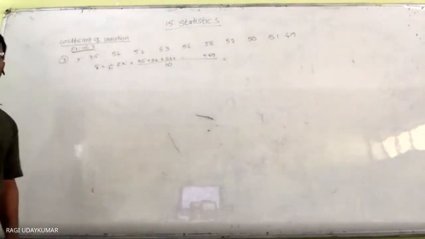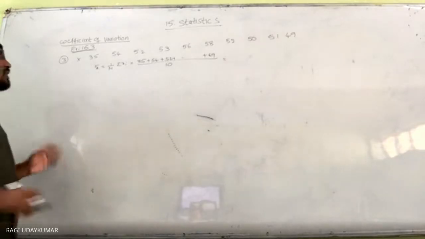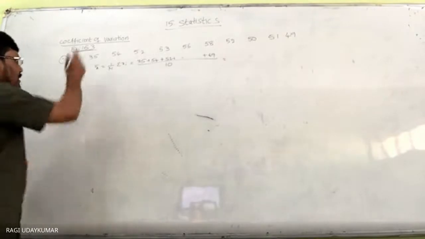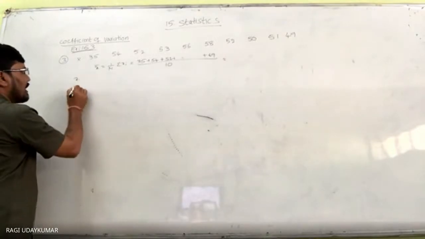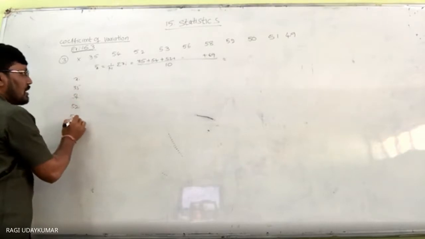Now how do we find out the standard deviation in this situation? Whenever the data is given to you like this, how do you find the standard deviation? Obviously you have to do it; there is no other alternative. You write the X values here, and each observation you consider as xi: 35, 54, 52, 53, 56.